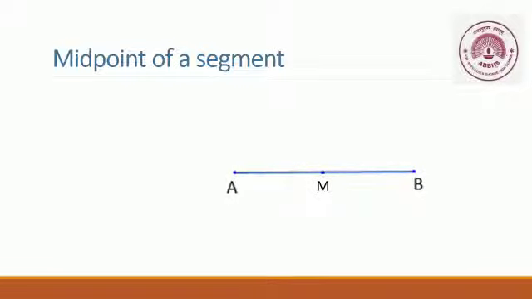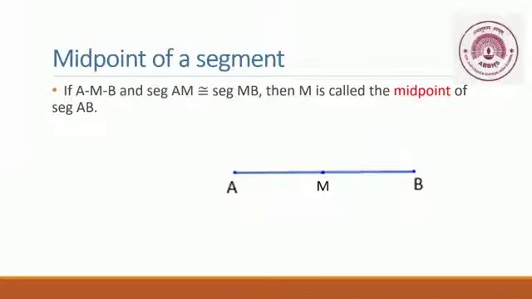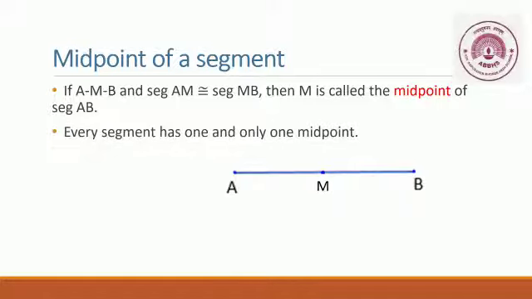Midpoint of a segment. 3 points A, M and B are collinear points and segment AM is congruent to segment MB. That is, these two segments are congruent. Then M is called the midpoint of segment AB. So that means length of AM is equal to length of MB. And every segment has one and only one midpoint.